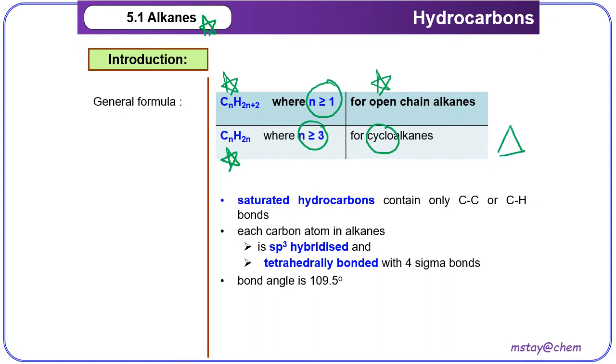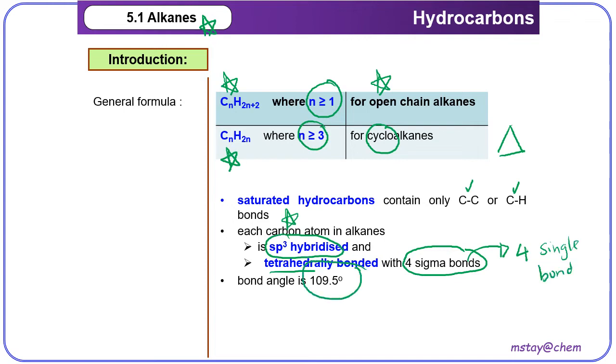Saturated hydrocarbon contains only carbon-carbon or carbon-hydrogen single bonds, and then each carbon in the alkane is sp3 hybridized, which means that basically their shape is tetrahedral, and they need to bond to 4 sigma bonds, although maybe we prefer to use the term that there are 4 single bonds, and the bond angle will be 109.5 degrees.